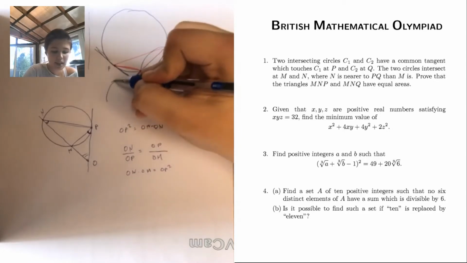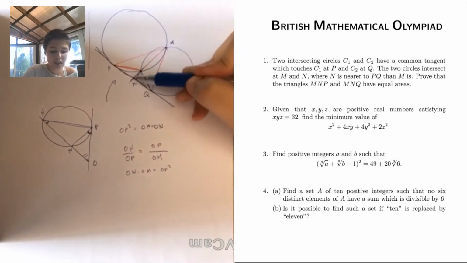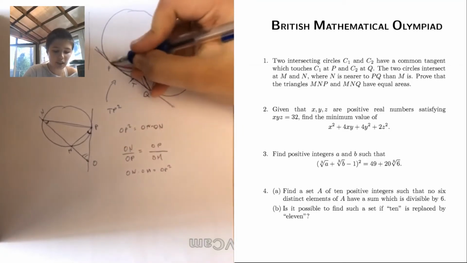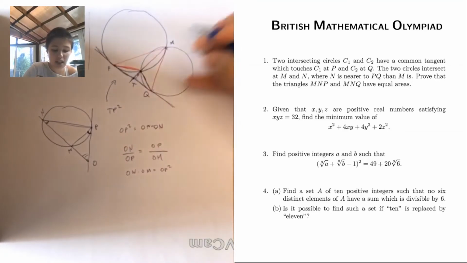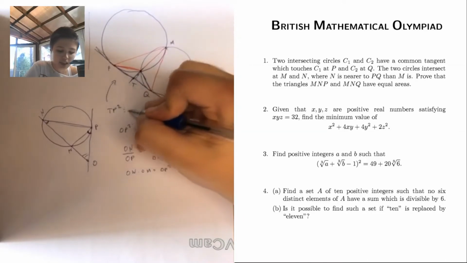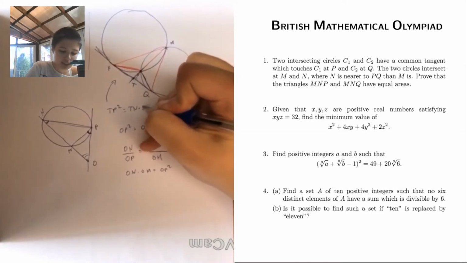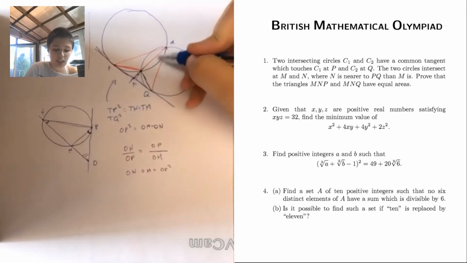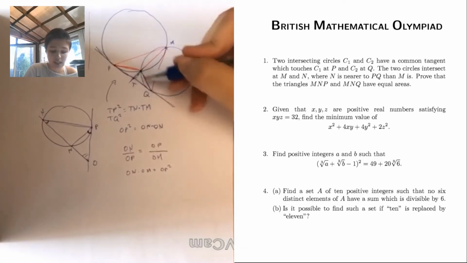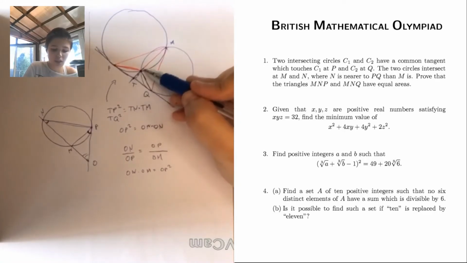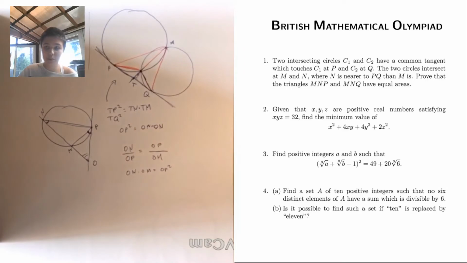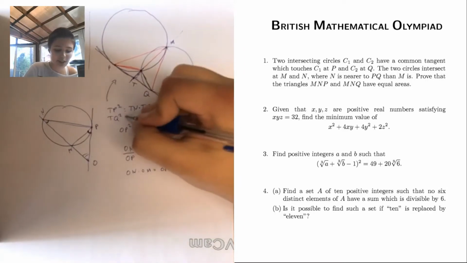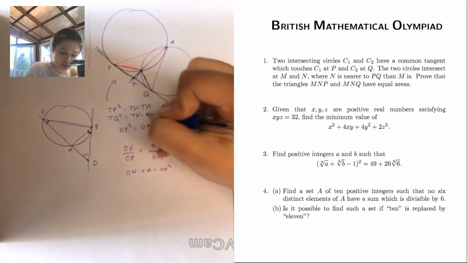So if we know that OP squared is equal to OM times ON, let's look at how to apply this to here. We know that TP squared, so the length from T to the tangent squared, is equal to TN times TM. But we also know that TQ squared, so looking at this circle now, the length from T to the tangent, is equal to the product of the segments of the secant, so TN times TM.